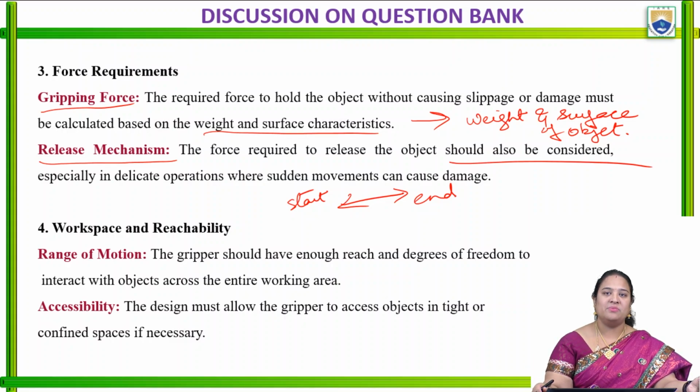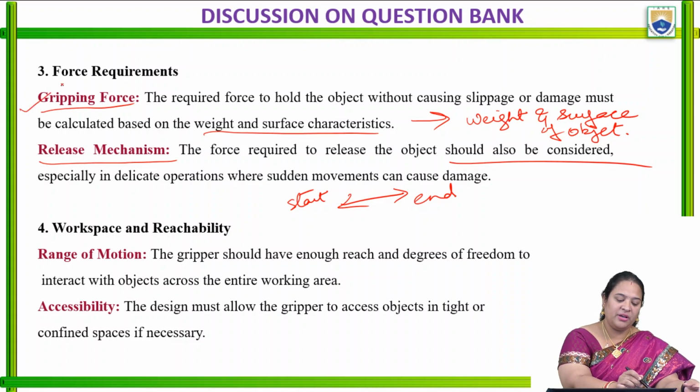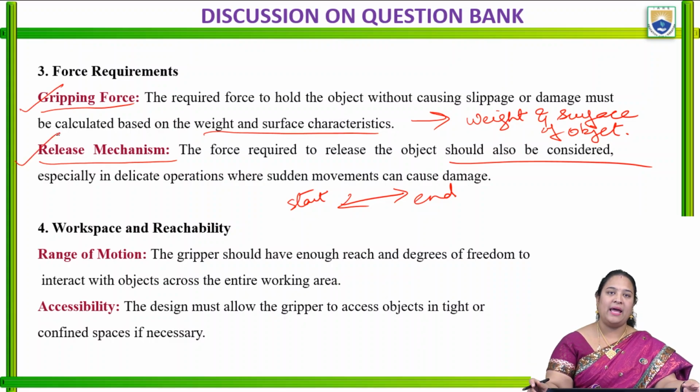The force, whatever has been required to release the object, should also be considered in a special form so that it doesn't damage the object by sudden release or the sudden movement of the robot end effector. Clear? So gripping force and release move mechanism are two of the important concepts which we have to keep in mind before designing the robot's end effector.